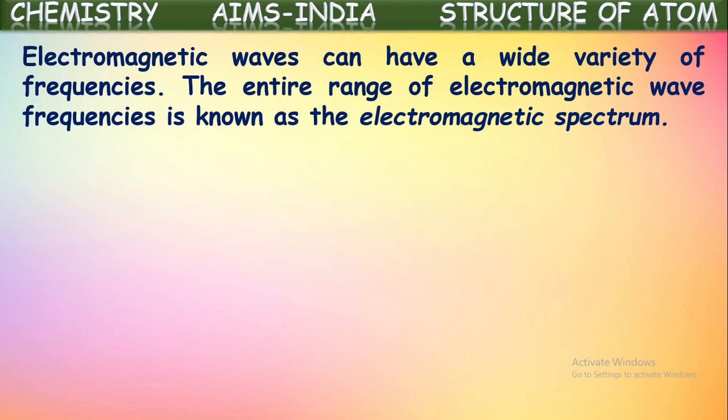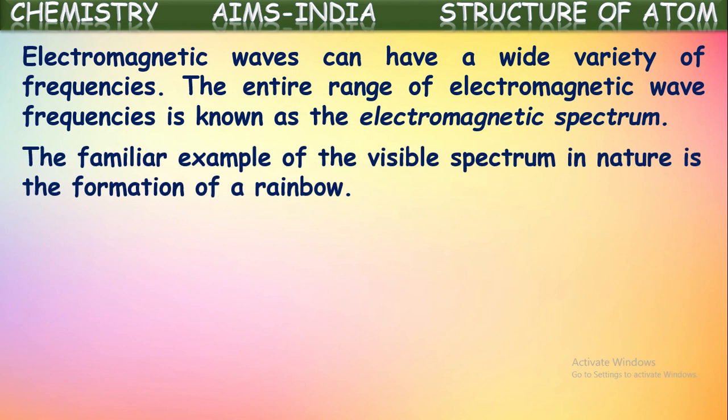Electromagnetic waves can have a wide variety of frequencies. The entire range of electromagnetic wave frequencies is known as the electromagnetic spectrum. So these electromagnetic waves have different frequencies; different waves have different frequencies. If all these waves are taken together, that is called the electromagnetic spectrum. So if all ranges of electromagnetic frequencies are given together, then that is called the electromagnetic spectrum.